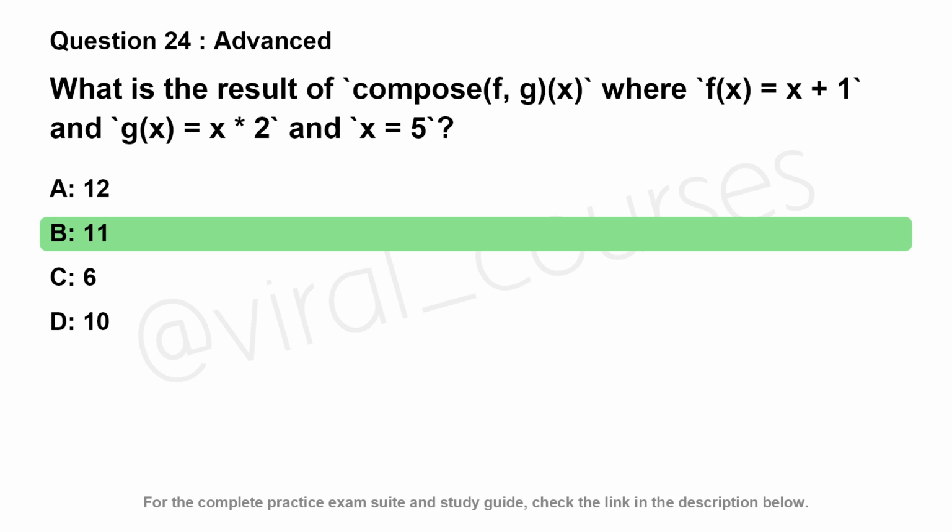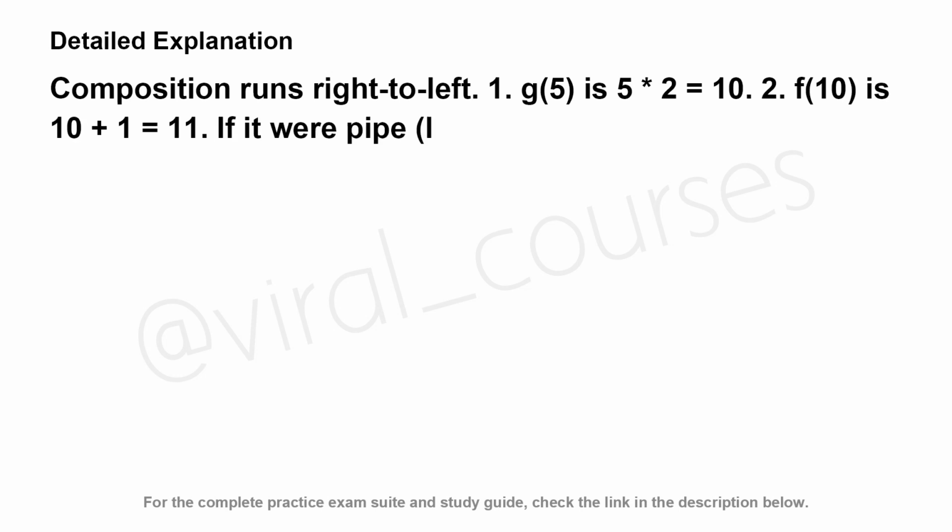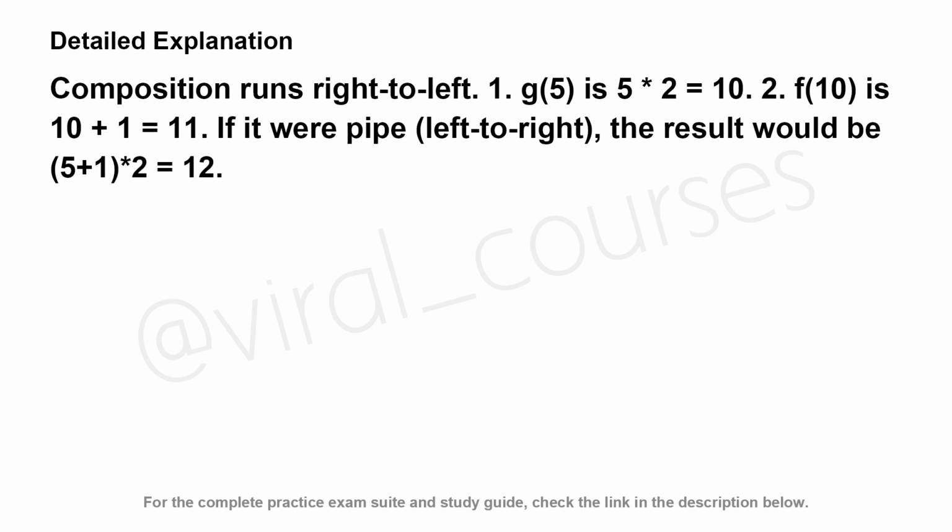The correct answer is B. Composition runs right to left. 1. g(5) is 5 times 2 equals 10. 2. f(10) is 10 plus 1 equals 11. If it were pipe, left to right, the result would be (5 + 1) * 2 equals 12.